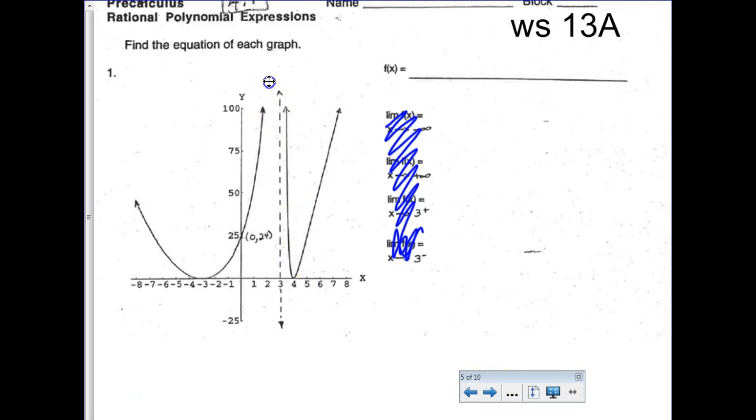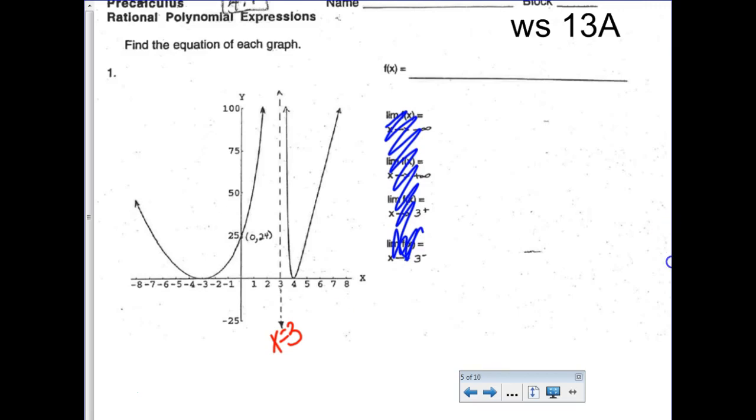Alright, let's identify some things. So right away I see a vertical asymptote at x equals 3. I don't see any holes in this graph. So we're on number 1 on worksheet 13 still. There seems to be some obliqueness happening over here. Let's not worry about that for this problem.